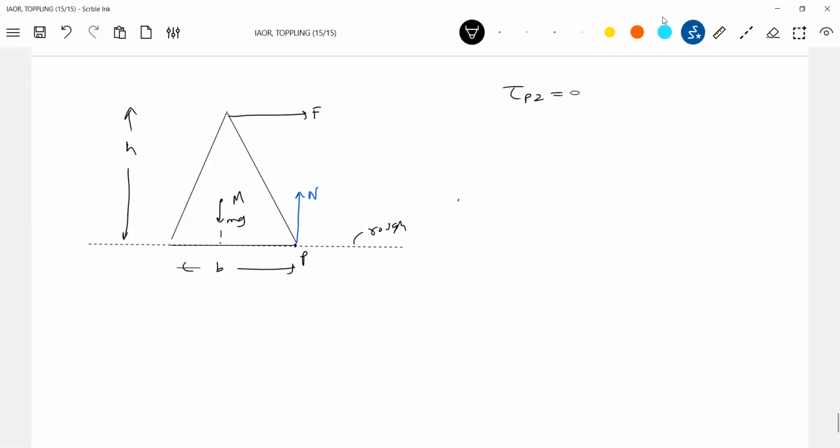Should be 0. So what about the torque by the applied force? F into H clockwise, mg into B by 2 anti-clockwise. So this F is equal to how much? mg B by 2H. If you apply force greater than this, it will topple. If you apply force less than this, it will not topple.